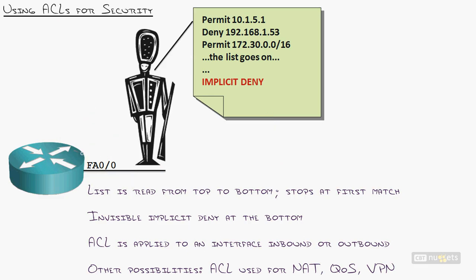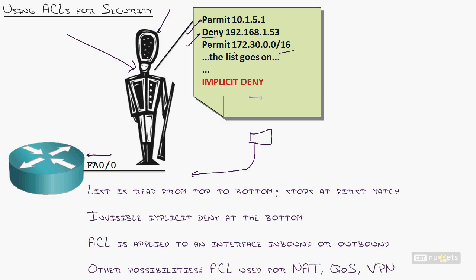But when you apply this, it's just like putting a guard sitting there on the interface of your device. And now let's say we apply it inbound, right? That means every packet that comes in Fast Ethernet 0/0 has to go through this guard. And he looks at his list and he says, okay, little packet trying to enter this router, are you 10.1.5.1? Little packet goes, no, I'm not. Are you 192.168.1.50? And of course he furrows his brow when he says that, because he knows he's going to, no, I'm not.